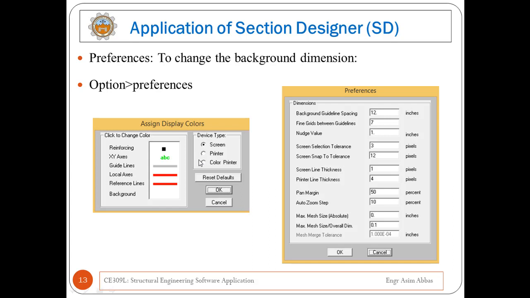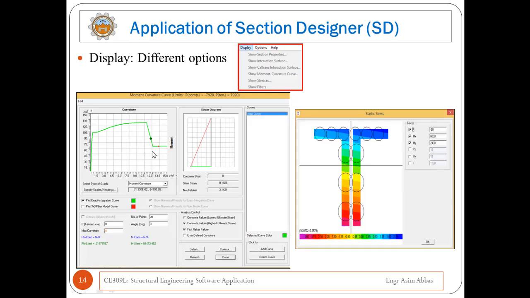Okay, in order to change the color of different objects like reinforcement and the XY axis, you can choose it from this menu. Okay, in the display menu of the section designer, you can display different options. You can show the section property, you can show the interaction surfaces, you can also show the moment curvature curve, and actually this is the moment curvature curve, right? You can also display this curve for a particular cross section.